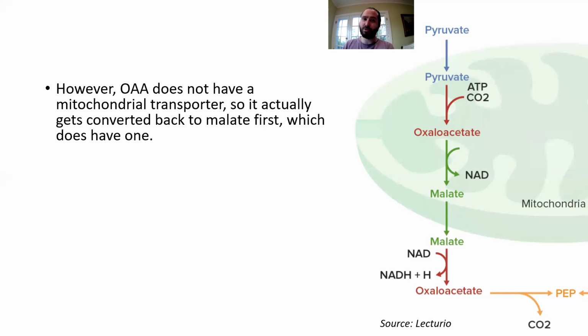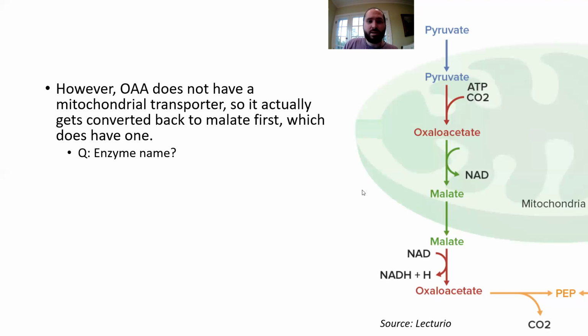The reduction, yeah. Normally malate goes to oxaloacetate, which is oxidation. That would happen in the citric acid cycle. Here we're actually reducing oxaloacetate into malate. Malate goes through, it's called the aspartate malate shuttle.